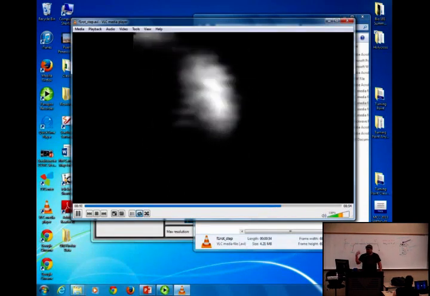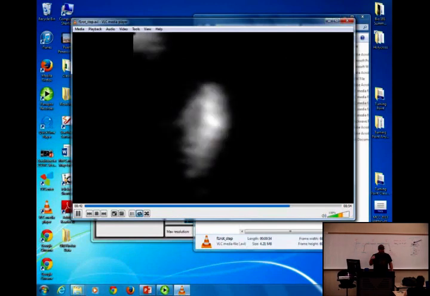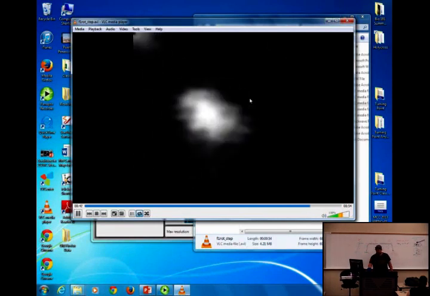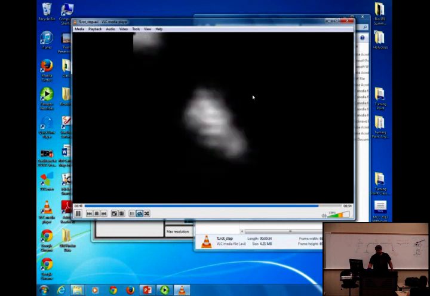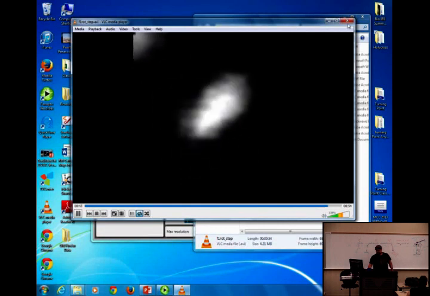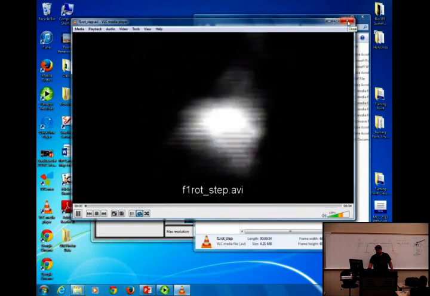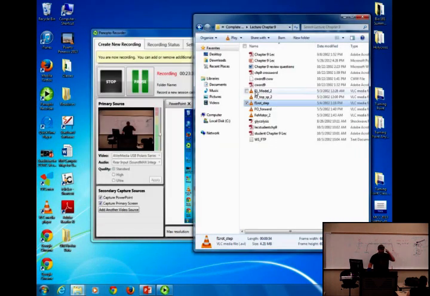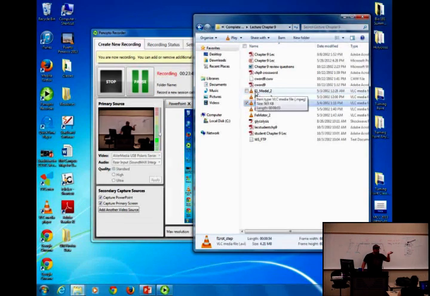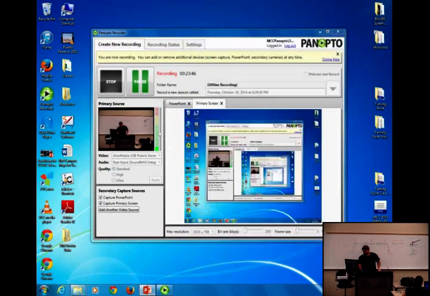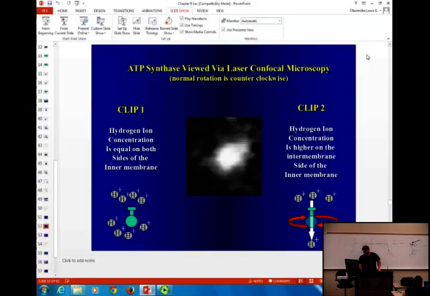And so you can see that it's rotating, right? And while it's doing that, it's producing ATP. And that's real time. That's in real time, yep. Okay, cool. Pretty cool, right? Or no? That's cool.